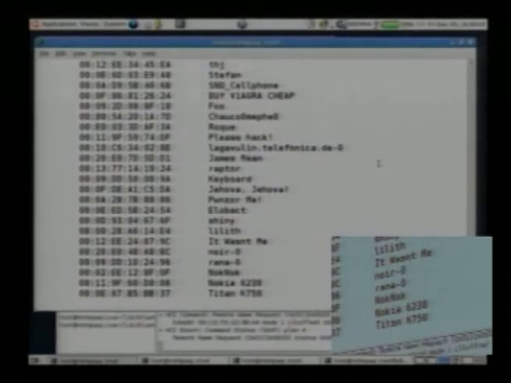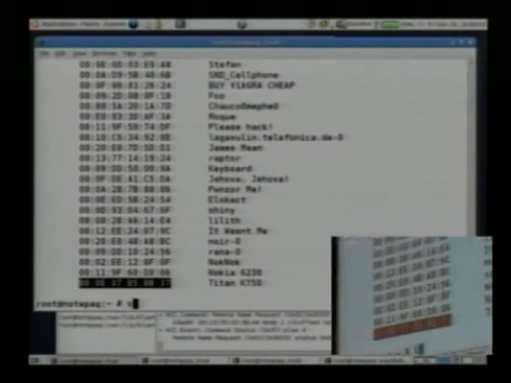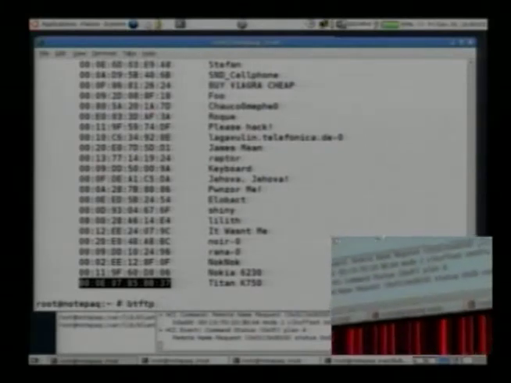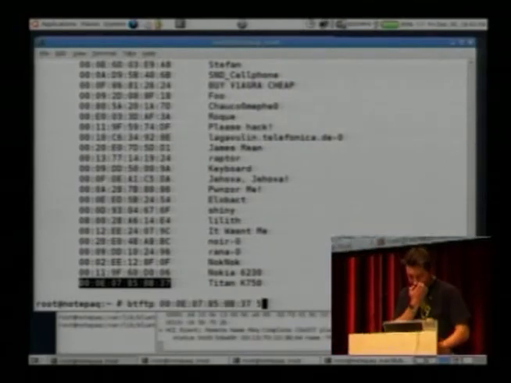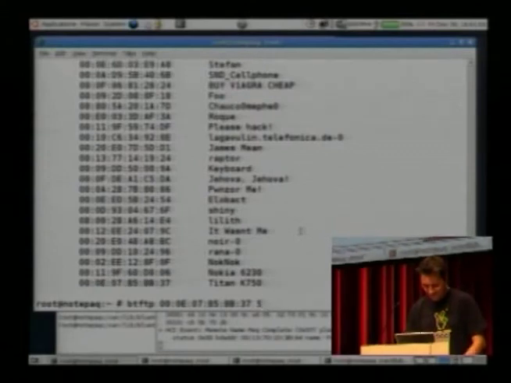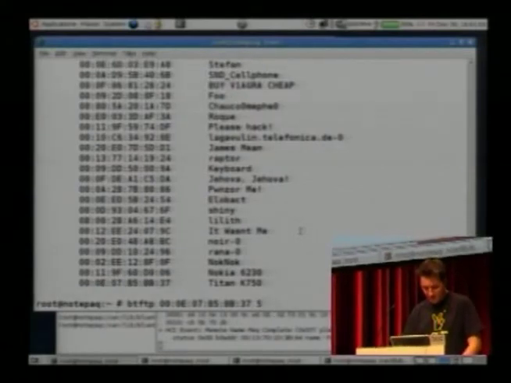No. Oh, why not? By entering the room, you agreed to get hacked anyhow. Okay, let's give it a try.